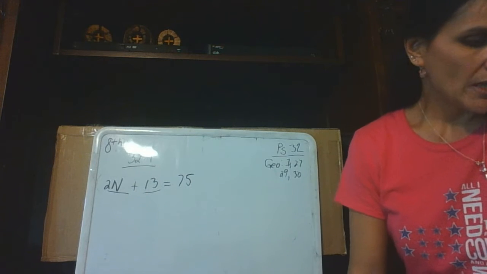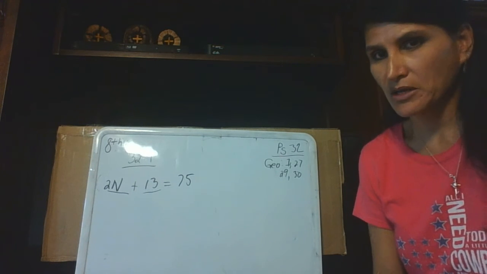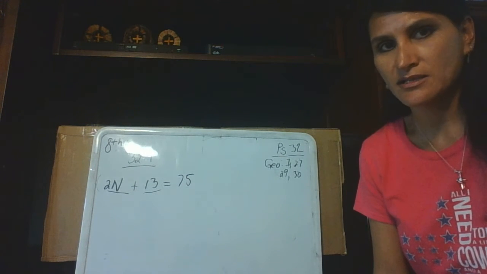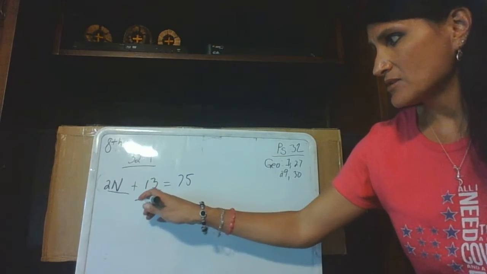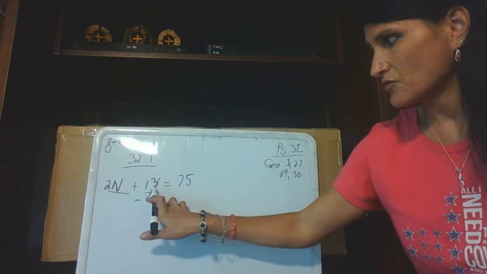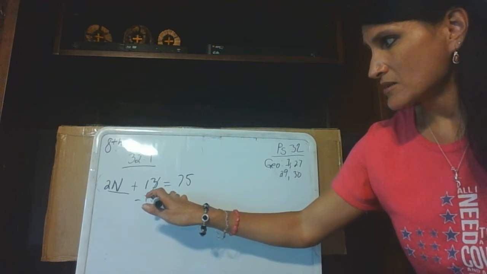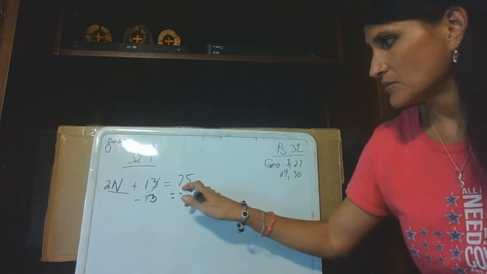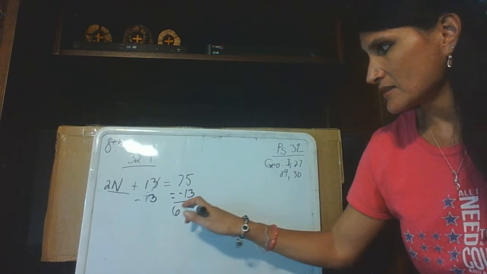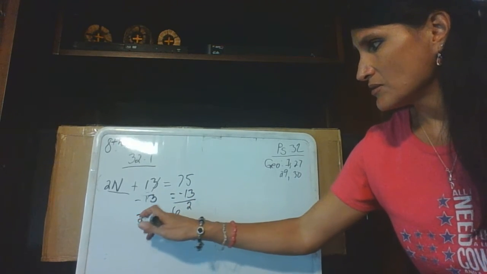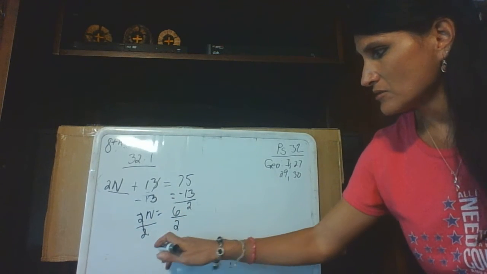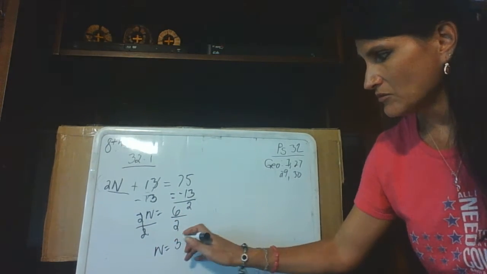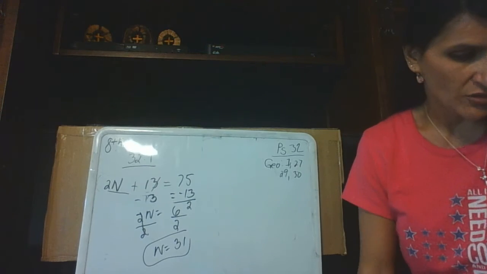Find the number. Now you actually have to solve these problems. In the previous problem sets, it just said to write the expression. Here you're actually going to solve. So then you would say minus 13. Let me take off that because it looks like division. So minus 13, and you have 62. 2n equals 62, divide by 2, so n equals 31. So you see that your solution is 31.